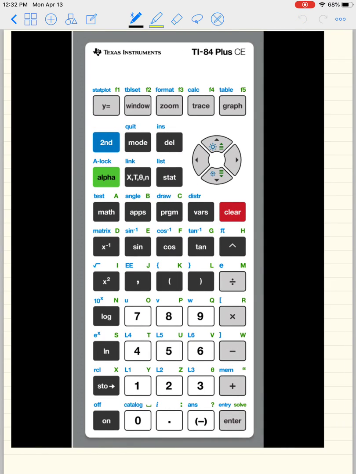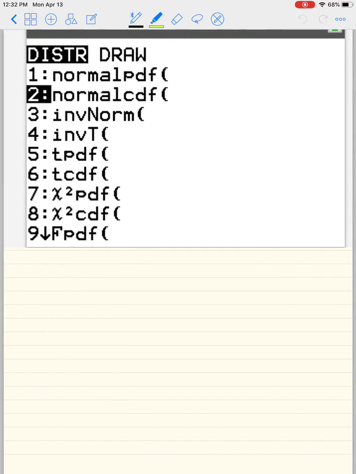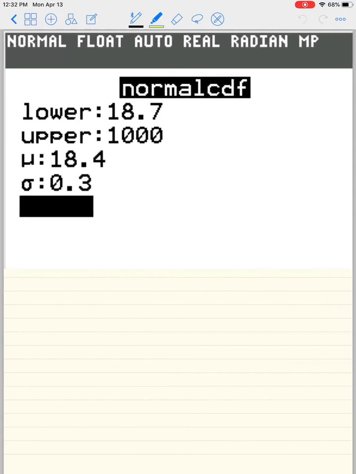First, I'm going to press the second button, and then hit the VARS button. Second is in blue, and once you hit it, you can access anything that's in blue, so you get distribution. So you press second VARS. Then you go to normal CDF, normal cumulative density function. It's going to ask for four inputs: the lower bound, the upper bound, your mu, and your sigma. We said that mu was 18.4 and the standard deviation was 0.3. So we knew those two. Now we need to fill in these two numbers.